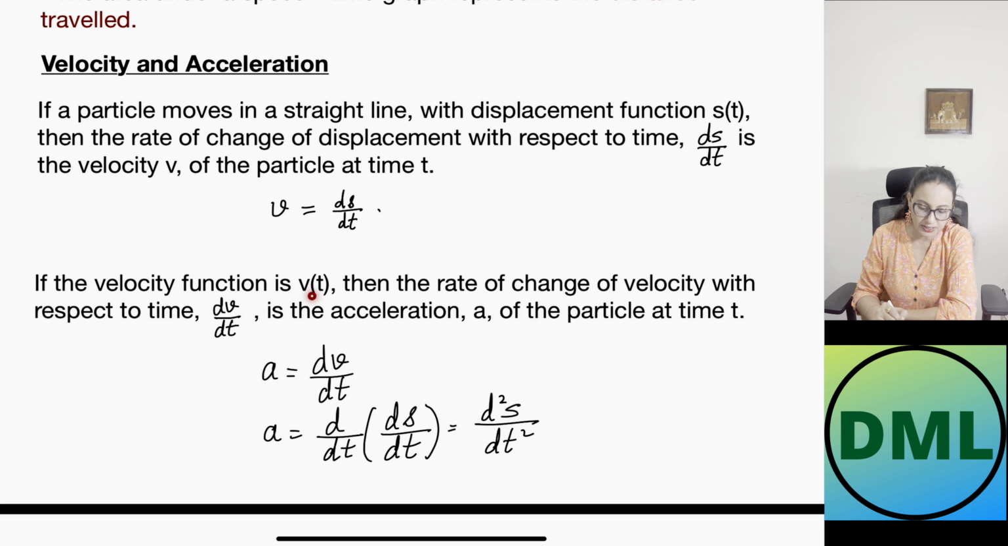If the velocity function is v(t), then the rate of change of the velocity with respect to time, dv by dt, I am differentiating the velocity here, is the acceleration a of the particle at time t. So my acceleration will be given by dv by dt. That means I am differentiating the velocity function. What is my velocity function? My velocity function in terms of s is ds by dt. If I replace this v by ds by dt, that means I am double differentiating with respect to displacement. My acceleration will be either dv by dt, or you can say double differentiation of displacement, d2s by dt square. Let's see one example here.